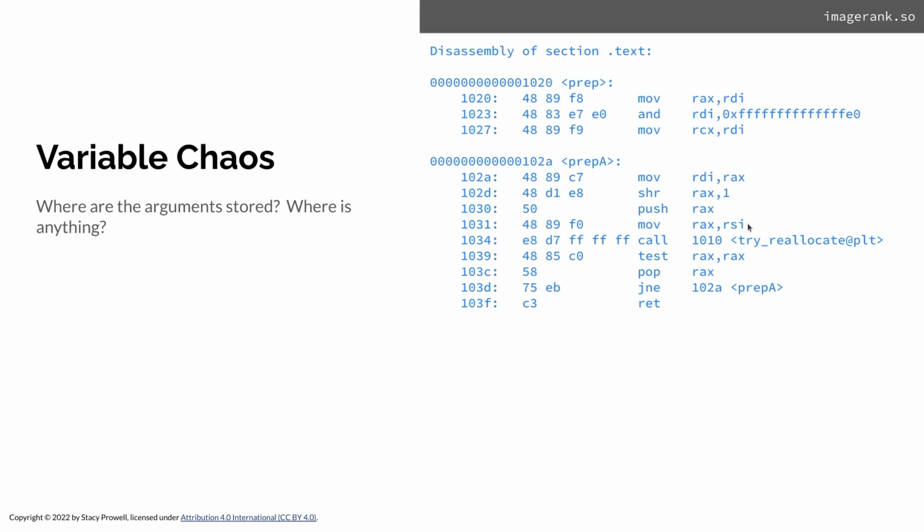Perhaps it's an input. We don't know yet. We'll do some analysis to figure that out. But certainly RDI is an input. Once we have RDI, we put it in RAX. We then change RDI, and then we put the changed RDI into RCX, and so on. So a part of the original input variable, a part of the original argument to this function is in RCX, and part of it is in RAX.